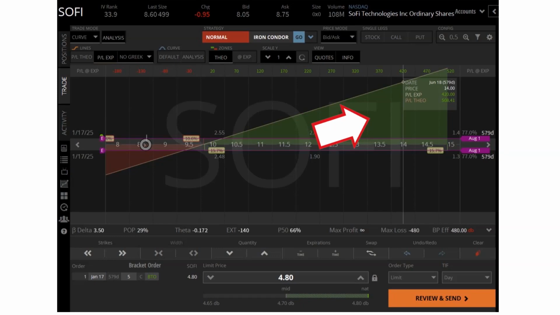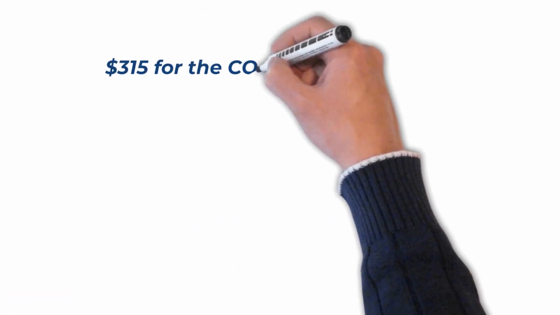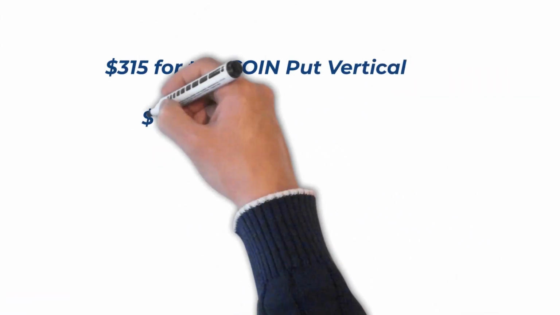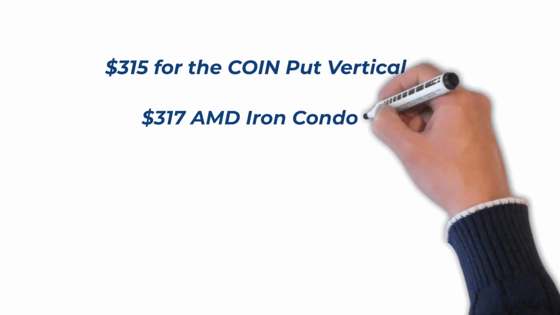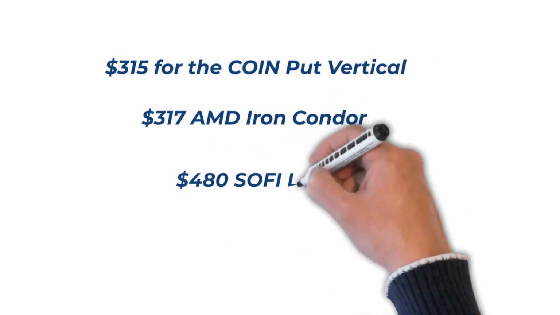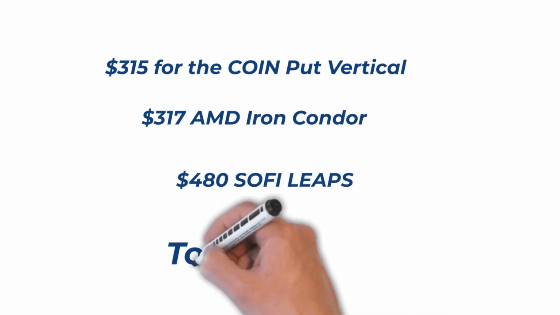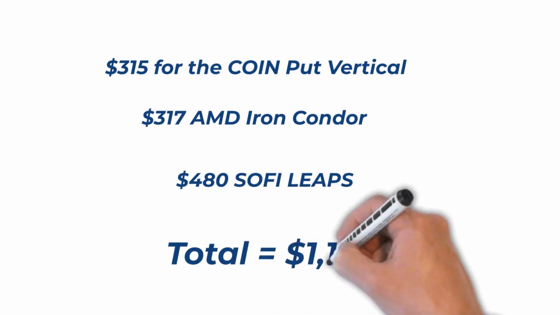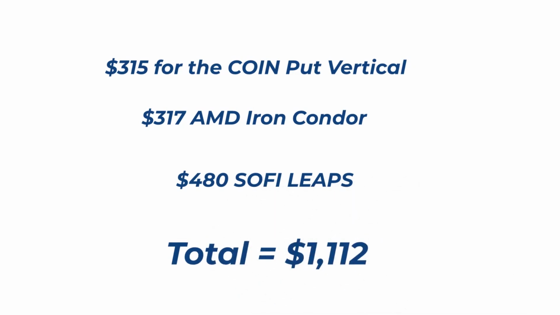So we just placed 3 completely different trades and used only $315 for the Coinbase put vertical, $317 for the AMD Iron Condor, and $480 for the SoFi Leaps option. So $1,112 in total. There is something called a poor man's covered call.